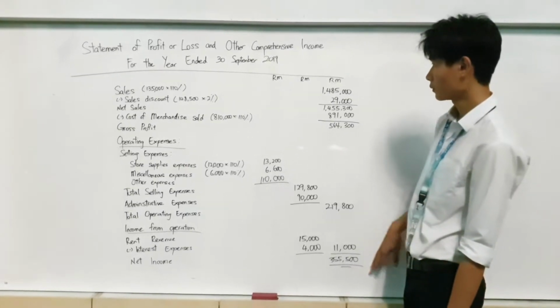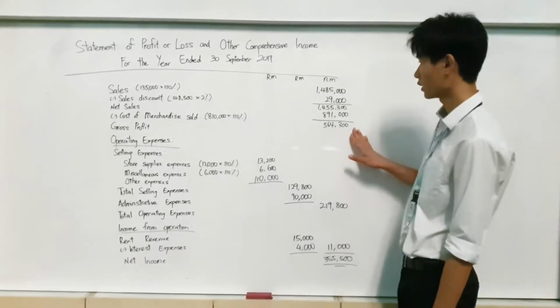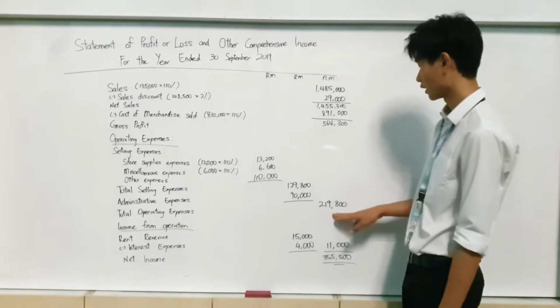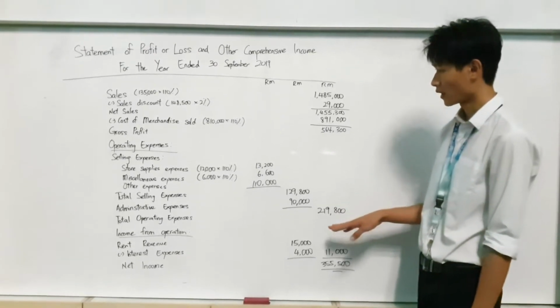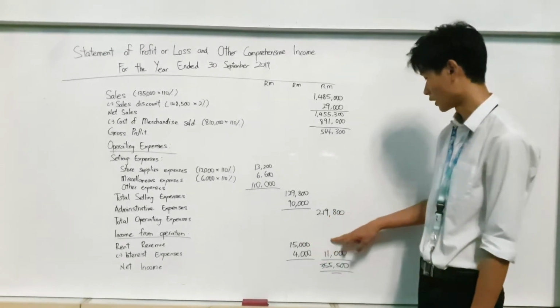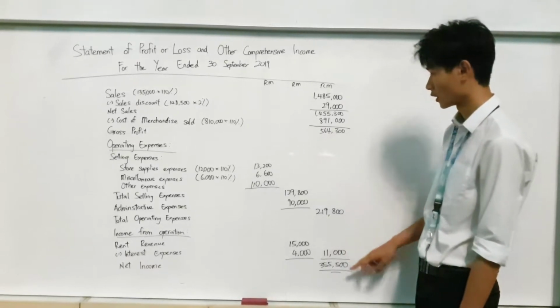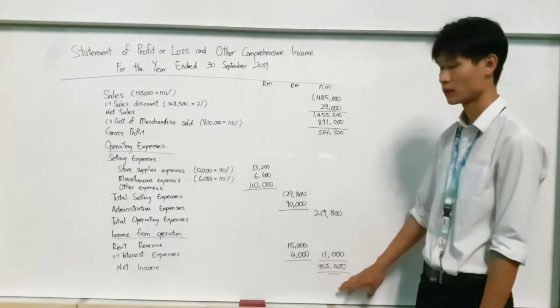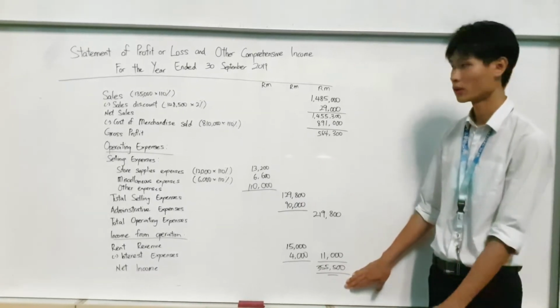So the net income is we use the gross profit minus the operating expenses, which is 219,800 ringgit, and we add the income from operation, which is 11,000 ringgit. So we will get the net income of 355,500 ringgit. Thank you. The trade discounts are the wholesalers' components that sell merchandise to other businesses rather than to the public.